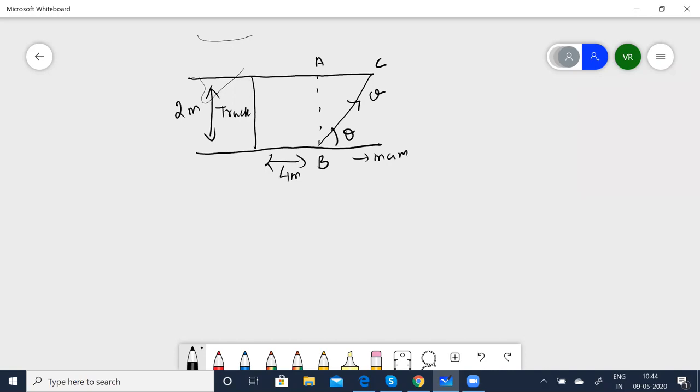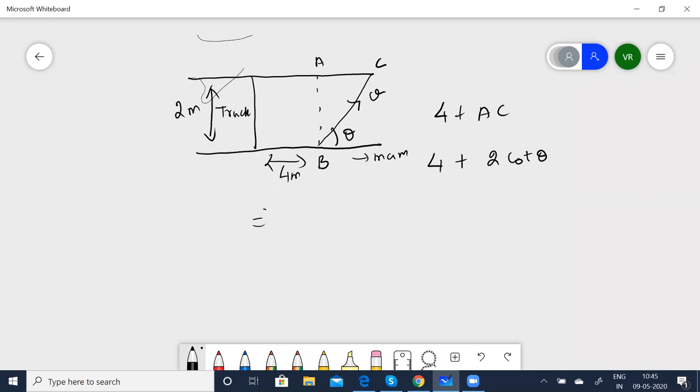Okay, let the man be crossing the road. Now he is crossing the road at an angle of theta degrees. So for safe crossing, the man must cross the road by the time the truck covers a distance of 4 plus AC, or simply 4 plus 2 cot theta.